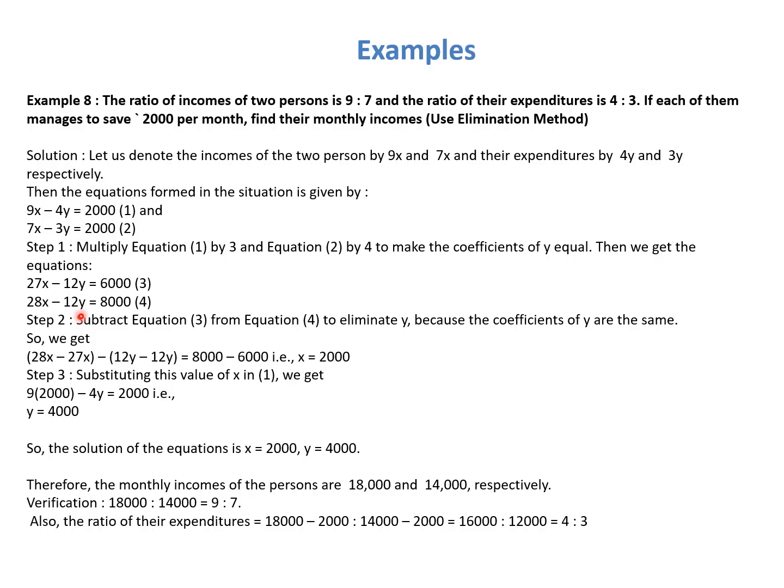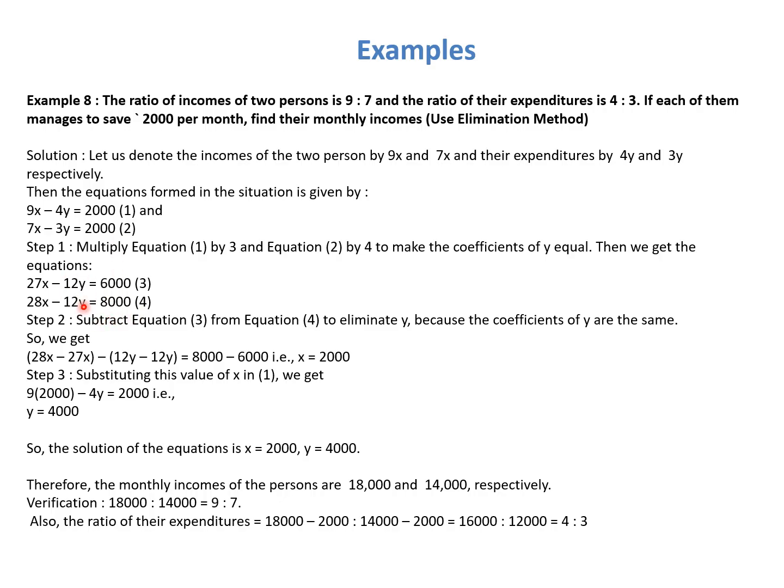When we multiply the first equation by 3, we get 9 into 3, 27x, 4 into 3, 12y, and 2000 into 3, 6000. And when we multiply the second equation by 4, we get 7 4s are 28, 3 4s are 12, and 2000 into 4, 8000.